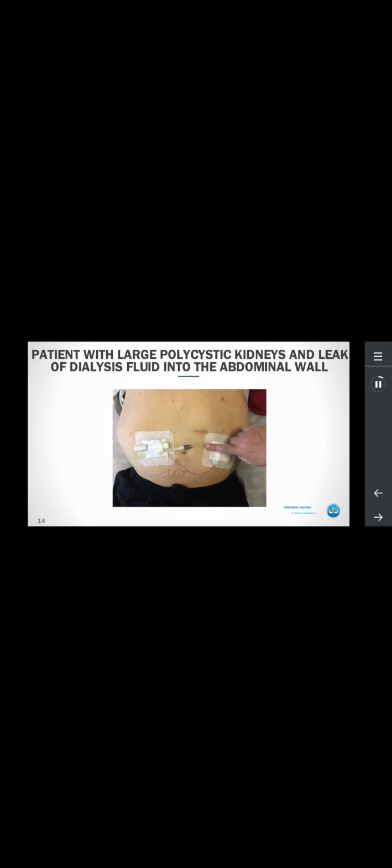Here's another example of a patient who was at risk for leak because of large polycystic kidneys. The dialysis fluid leaked into the abdominal wall, and again, you can see this puffiness or bogginess of the abdominal wall, and where the catheter was sitting, you can see the indentation.